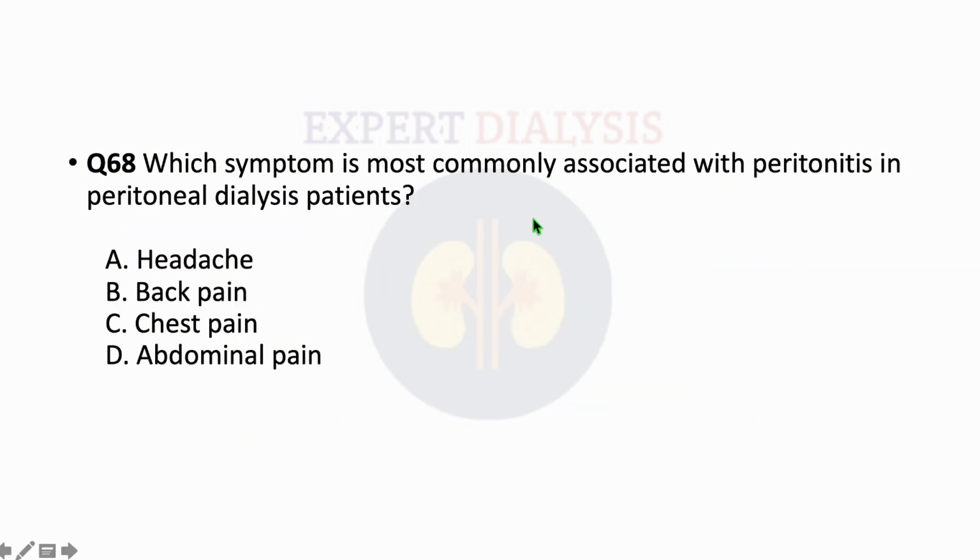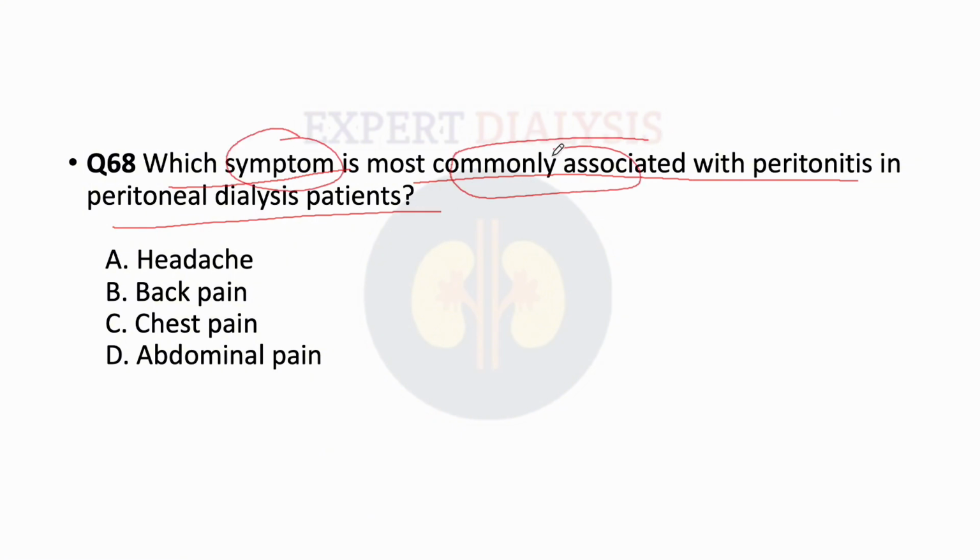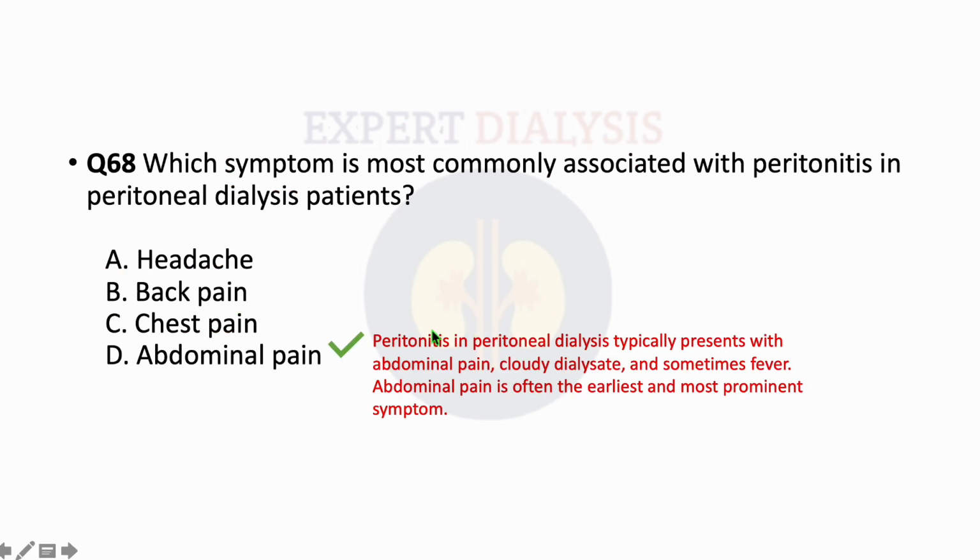Moving ahead to the eighth question, it says, which symptom is most commonly associated with peritonitis in peritoneal dialysis patients? So we have to find the symptom which is commonly associated with peritonitis in PD patients. Option A is headache, option B is back pain, option C is chest pain, and option D is abdominal pain. So the most common symptom associated with peritonitis will be abdominal pain.